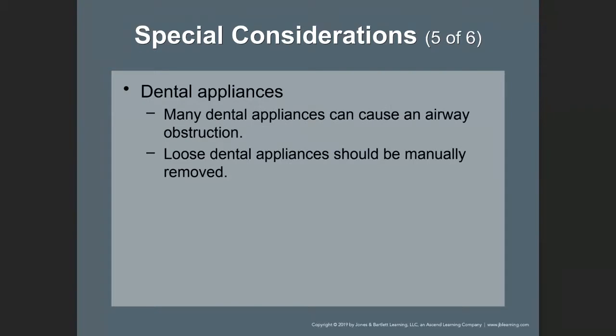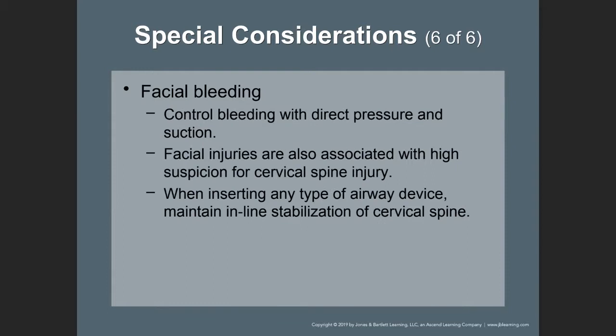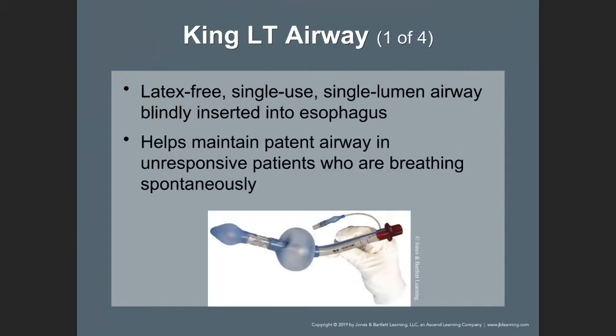Dental appliances. Many dental appliances can cause an airway obstruction. Loose dental appliances should be manually removed. Facial bleeding: control bleeding with direct pressure and suctioning. Facial injuries are also associated with high suspicion of cervical spine injury. When inserting any type of airway device, maintain inline stabilization of the cervical spine.